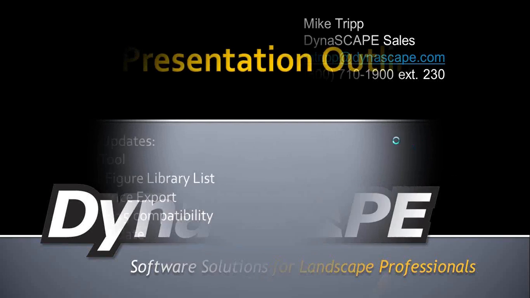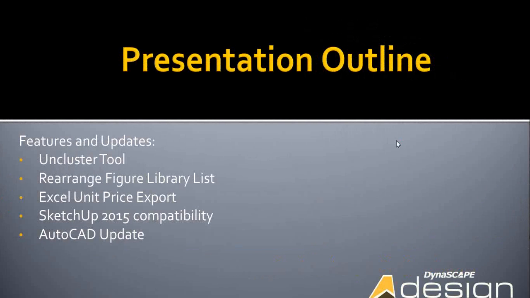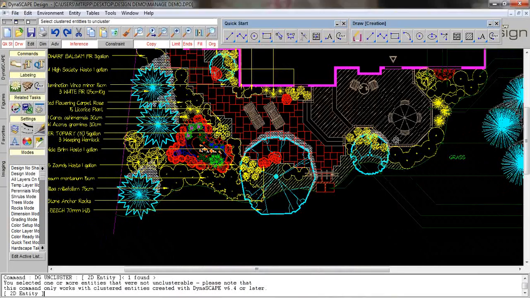So some of the things we're going to cover in this webinar will be the Uncluster tool, and that's a new feature, the ability to undo or reverse clustering of library figures and symbols, the ability to rearrange figure library lists and rearrange the categories for the figure libraries that all appear in the software, the Excel export ability from Dianescape. There will be an additional column of unit pricing added, the SketchUp 2015 compatibility, so being fully compatible on the SketchUp export, as well as some AutoCAD updates. So we'll get right into the design software right now.